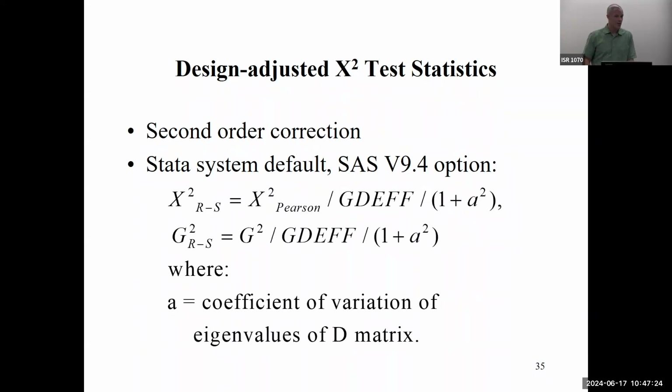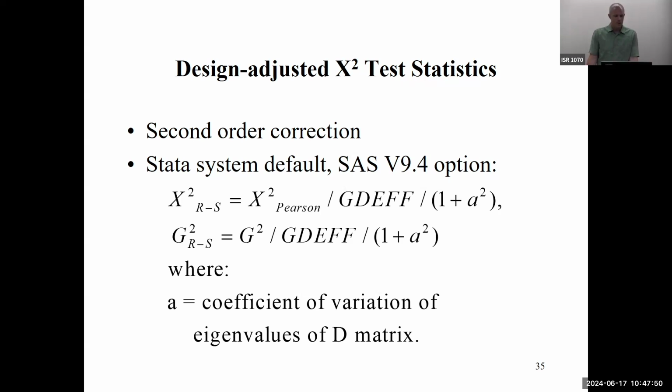Remember 1 plus L? When talking about variance inflation due to weighting. That L, remember, was the squared coefficient of variation. Same basic idea here. Kish was using it to talk about variance inflation. That's part of the issue here. That 1 plus L factor, when we talk about the eigenvalues themselves, is the same type of variance inflation that they wanted to account for in this second order correction.